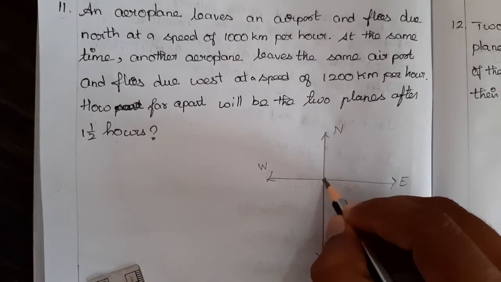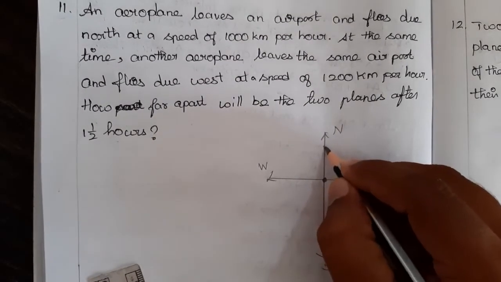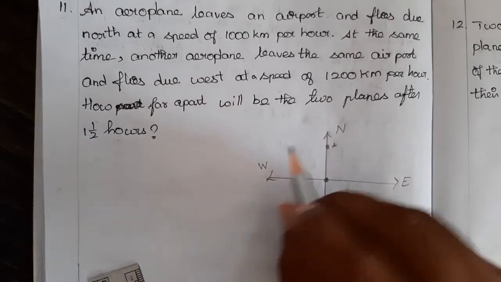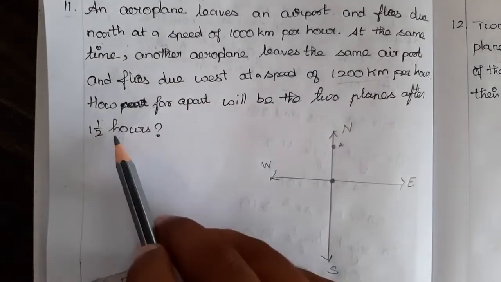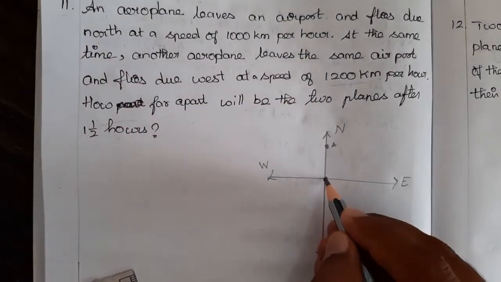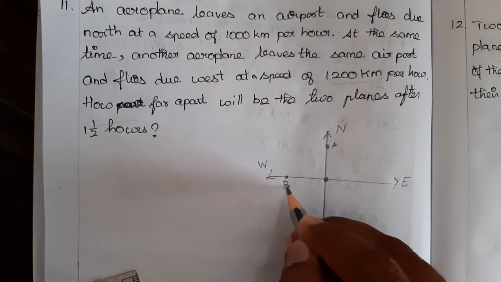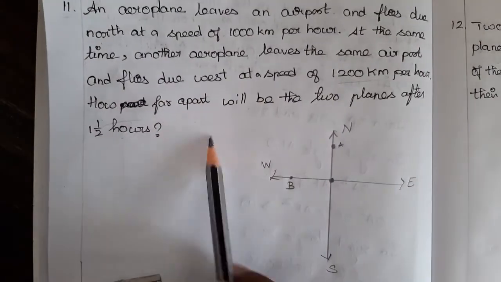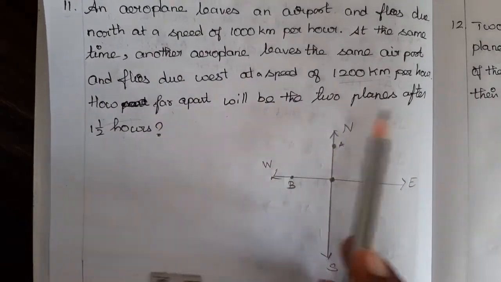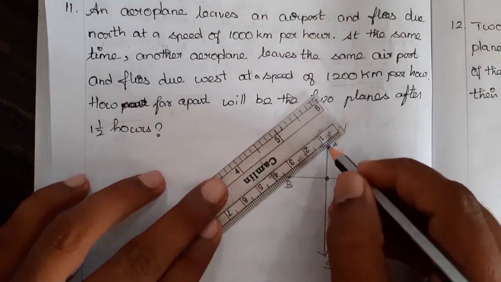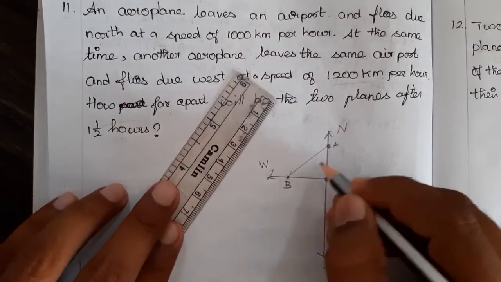Let me take this as the airport. From here the north it leaves some distance, right? Distance we can find since the speed and time is given. And the second aeroplane leaves and it is in the B. So now we have to find how far apart will the two planes be after 1.5 hours. So we have to find this distance between these two.